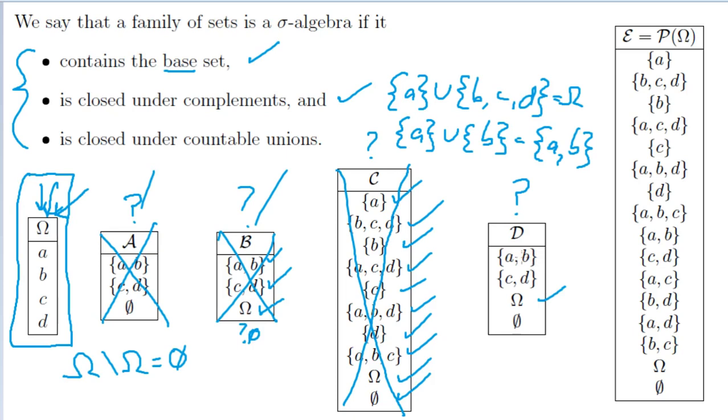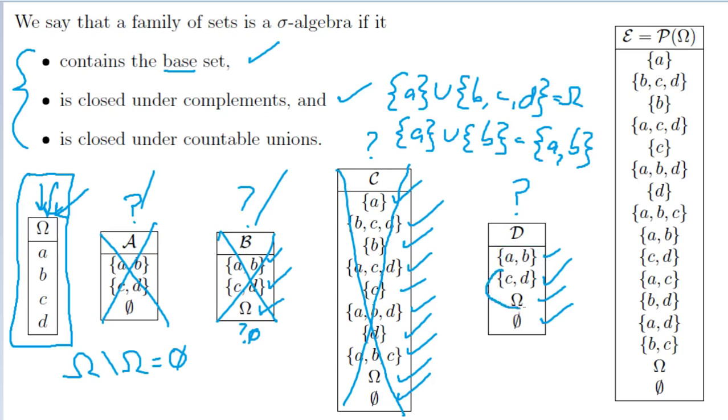Is it closed under complements? So the complement of AB would be CD, right? The complement of CD would be AB, so that works. And as we saw before, the complement of omega itself is the empty set, and the complement of the empty set is omega itself, so that works. And is it closed under countable unions? In other words, can I make unions out of all of these and still stay in the set? Okay, so if I take these all together, I just get omega itself.